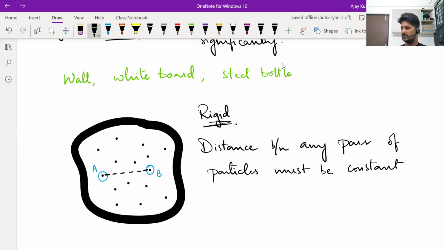See, in a real life situation, when you apply enough force, particles can be brought closer, particles can be taken far also. But when you don't apply that much force, there won't be much change in the distance. In an ideal case, there will be zero change in the distance. Distance will be fixed. Okay, so this is one thing you have to remember about a rigid body. Distance between any pair of particles must remain constant.